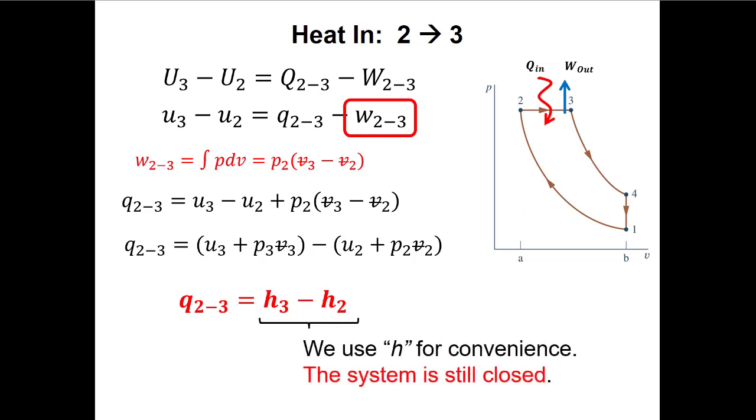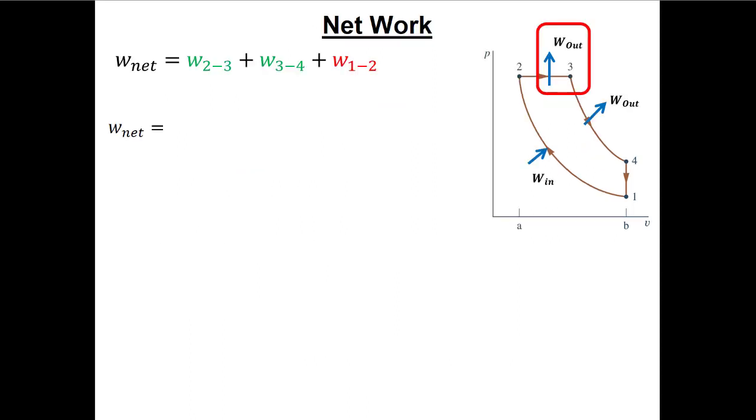Here we use H for convenience. We aren't modeling this as an open system, right? So remember before when we had specific enthalpies, they came about because that was a component of the first law for open systems. So here we're using H, but it's really just a mathematical convenience.